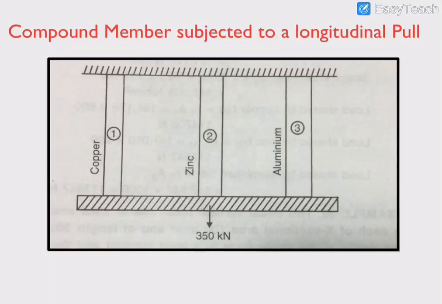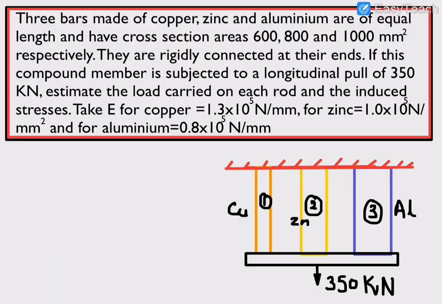Hello student, today we learn about the compound member subjected to longitudinal pull. In this figure we have the three rods. The first one is made of copper, the second of zinc, and the third of aluminium. The net force acting on these three rods, having the same length, is 350 kilonewton. Now we proceed to the question.